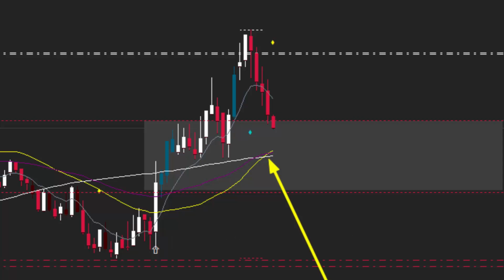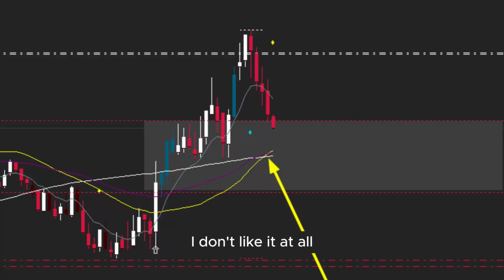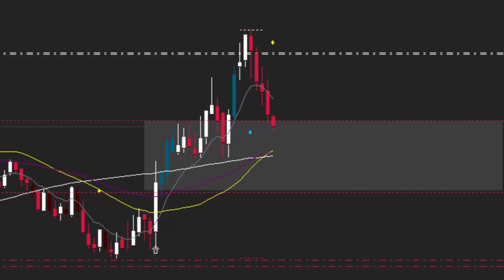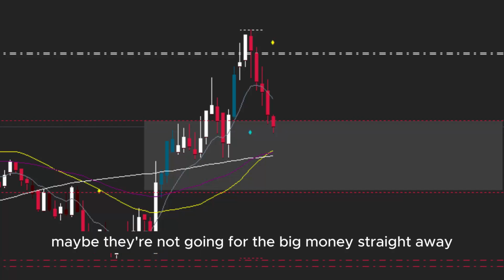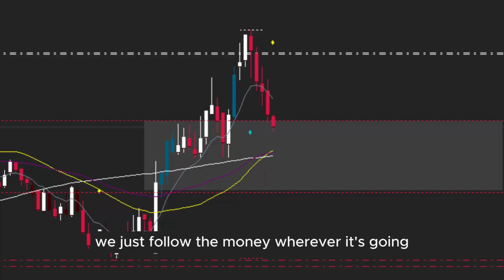Big problem. It's going into our mental stop. This is not good. I don't like it at all. It shouldn't be doing that. But like I said, we don't know. We try to just join the market and get into this area. We thought they're going for the big money. Maybe they're not going for the big money straight away, or maybe they're leaving the big money. I do not know. But that's our story, and that's what we're doing today. If it doesn't work out, we just follow the money wherever it's going.